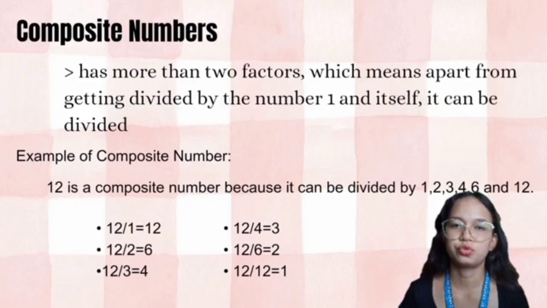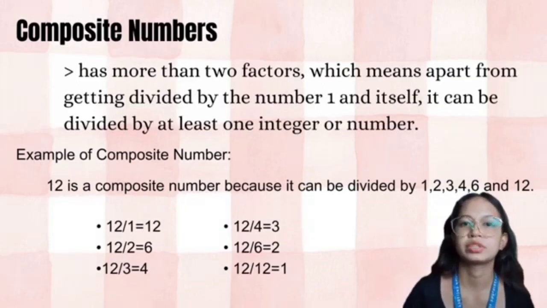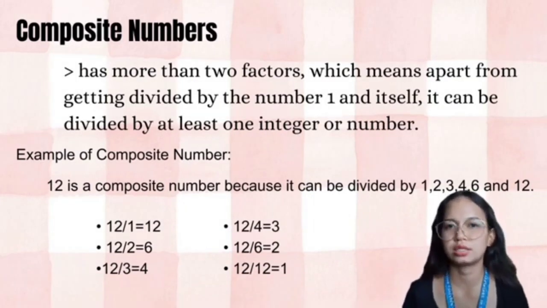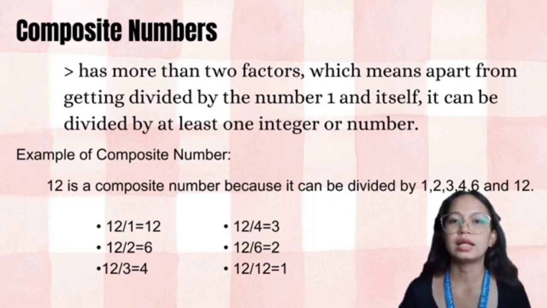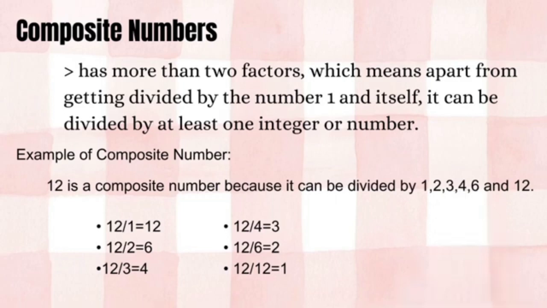A composite number has more than two factors, which means apart from being divided by the number 1 and itself, it can also be divided by at least one other integer. Example of a composite number: 12 is a composite number because it can be divided by 1, 2, 3, 4, 6, and 12. For example, 12 divided by 1 equals 12, 12 divided by 2 equals 6, 12 divided by 3 equals 4, 12 divided by 4 equals 3, 12 divided by 6 equals 2, and 12 divided by 12 equals 1.